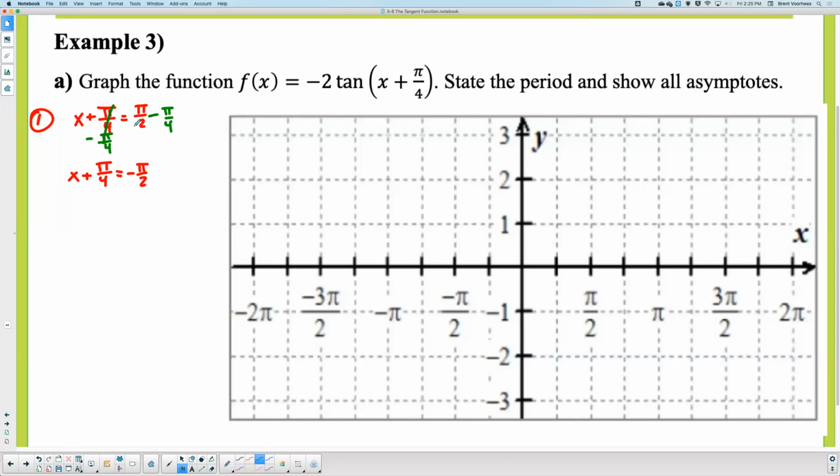Now, as it is, I don't have a common denominator, so I would need to multiply by a funny looking 1. To get a common denominator, I need to multiply numerator and denominator by 2. What's 2 pi over 4 minus 1 pi over 4? 2 pi over 4 minus 1 pi over 4 is 1 pi over 4.